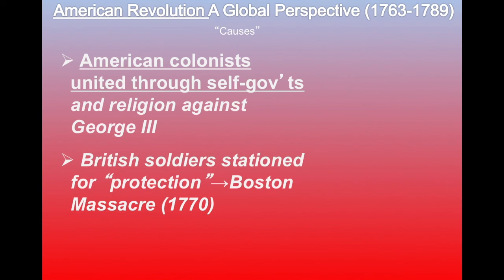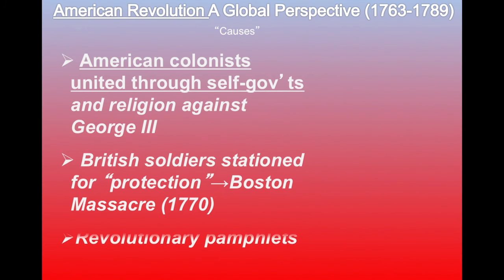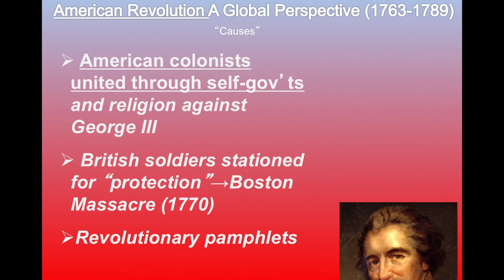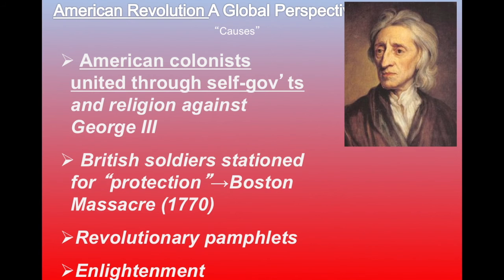The British soldiers are going to be stationed to protect, but the Boston Massacre will happen as a result of these British troops being stationed there. Revolutionary pamphlets such as Thomas Paine's will start to spread more Enlightenment ideas, such as with John Locke, these natural rights ideas.